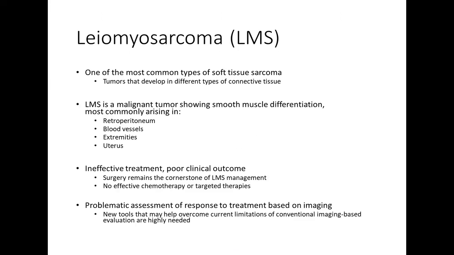Leiomyosarcoma is one of the most common types of soft tissue sarcomas, tumors arising from different types of connective tissues. It's a malignant type of tumor with smooth muscle differentiation. The most common locations of leiomyosarcoma include retroperitoneum, extremities, and the uterus.